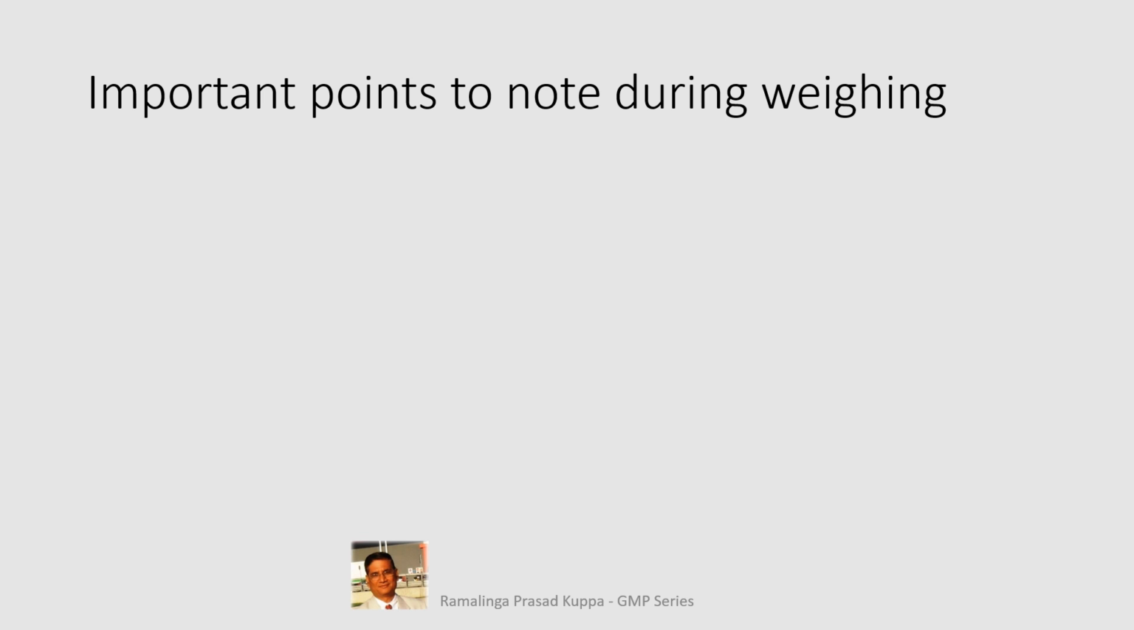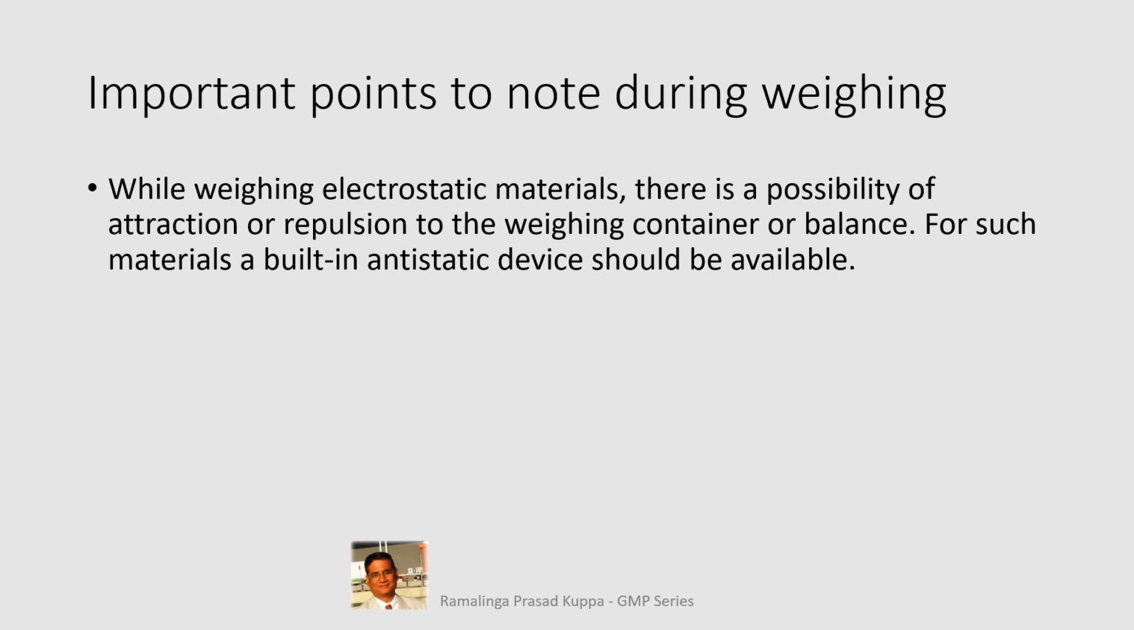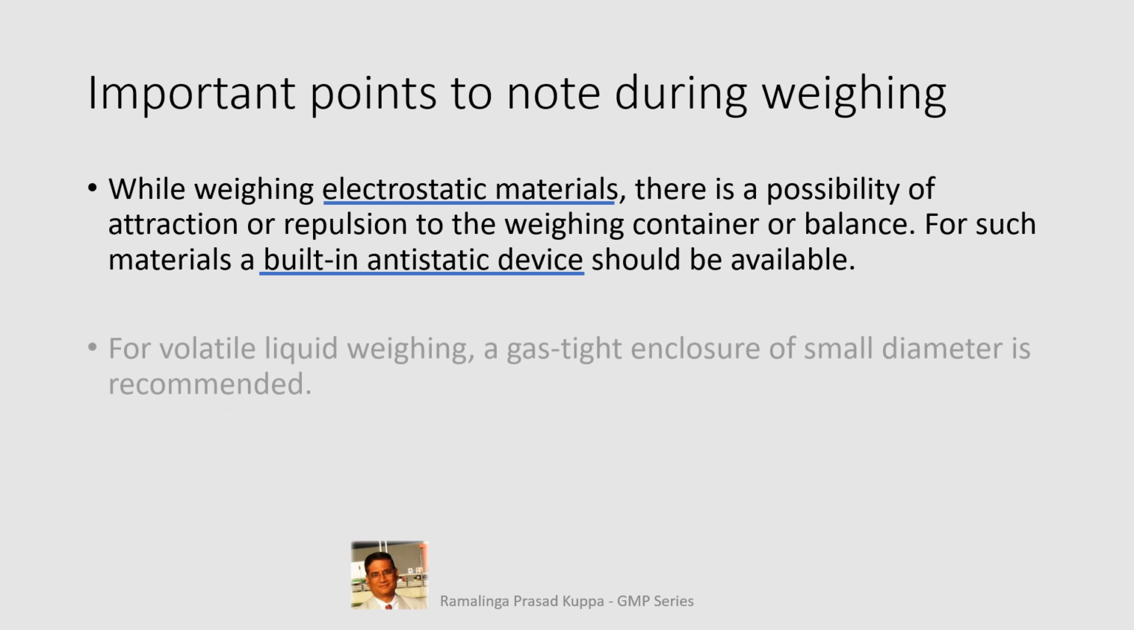Let us see some of the important points to note during weighing. While weighing electrostatic materials, there is a possibility of attraction or repulsion to the weighing container or balance. For such materials, a built-in anti-static device should be available. Unless there is a built-in anti-static device, there is a possibility of erroneous weight being transferred.